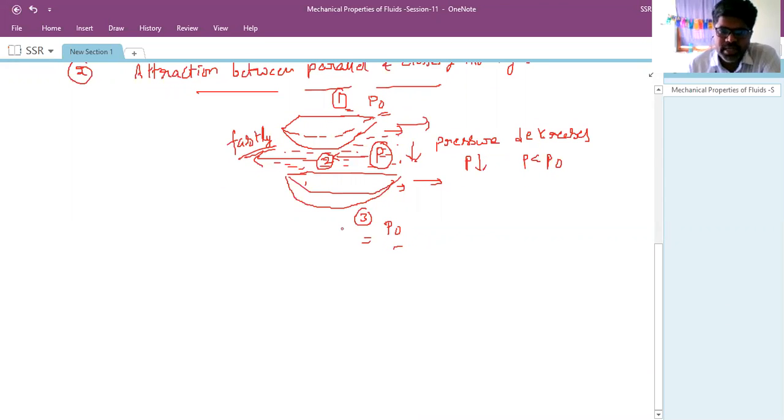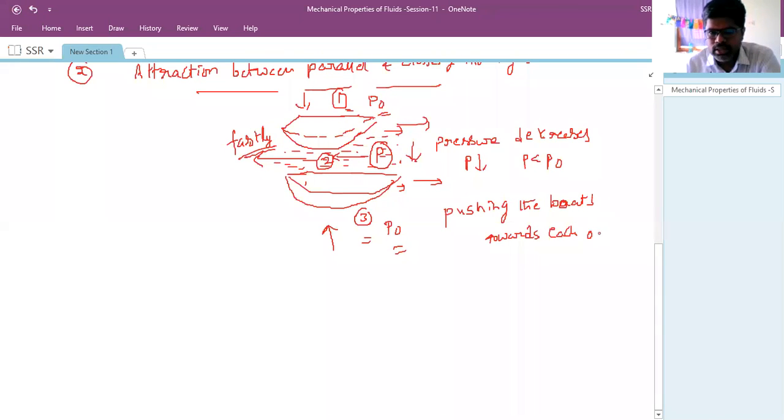Then this pressure difference will push the boats towards each other. Are you clear on this point? Pushing the boats towards each other. Then this will cause an accident between the boats also. This is the interesting thing.